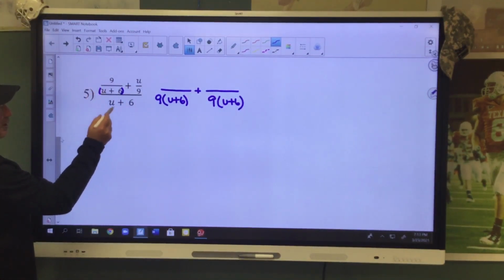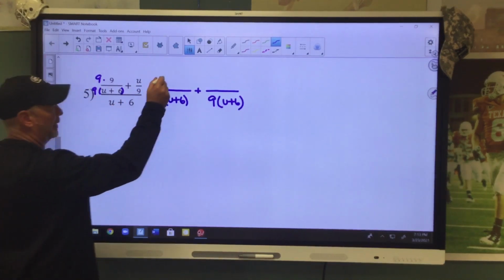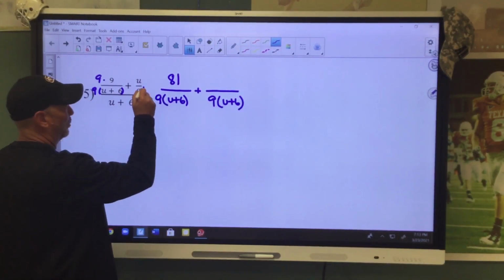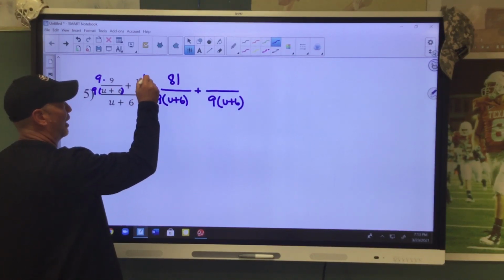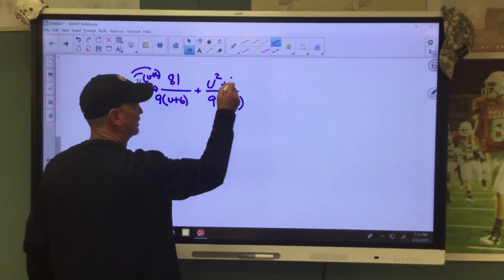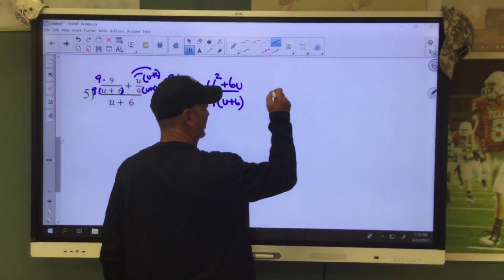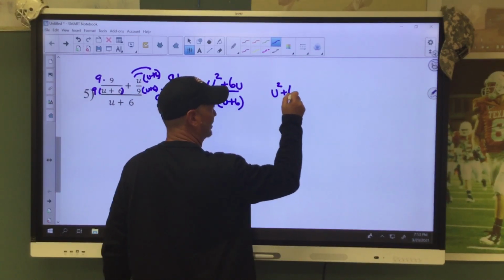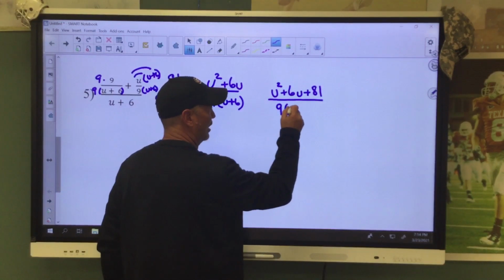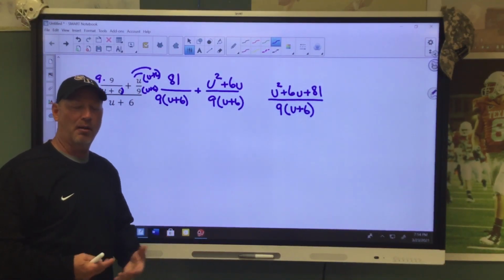So I look at this first fraction. To make this my common denominator, I have to multiply times 9. So I'll multiply the top times 9 and I get 81. To make this look like the common denominator, I multiply times u plus 6. So I'll multiply the top times u plus 6. And when I distribute, I get u squared plus 6u. There are no like terms to combine. So we're going to write this as u squared plus 6u plus 81 over 9 parentheses u plus 6. So we have added the top half of our complex fraction.